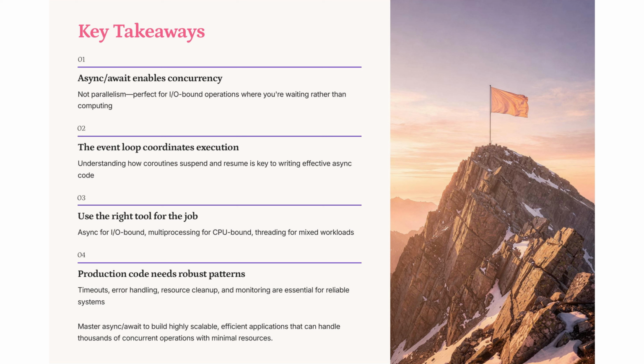Async/await is ideal for input-output bound tasks, enabling concurrency without parallelism. The event loop manages coroutine execution, crucial for effective async code. Choose async for input-output bound, multiprocessing for CPU bound, and threading for mixed tasks. Robust production code requires timeouts, error handling, and resource management to ensure scalability and efficiency in handling numerous concurrent operations.